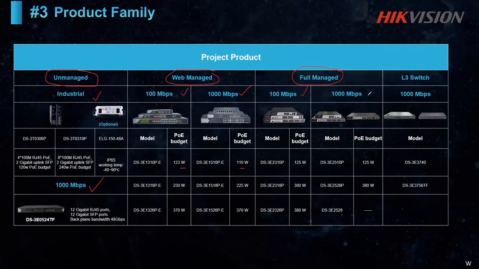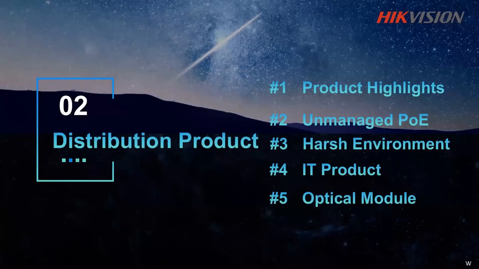Under those categories, we also have different models with different PoE budgets as well. In the lower corner, you can see our L3 switches. We have two L3 models in our L3 switch category, and it supports up to 1000 Mbps as well. We just had an overview about our distribution and project products.